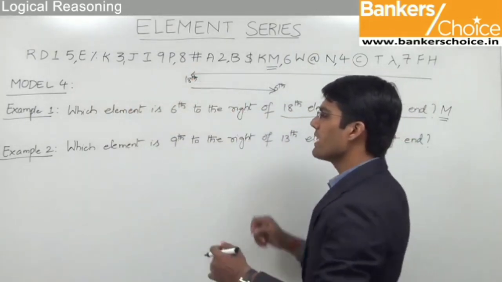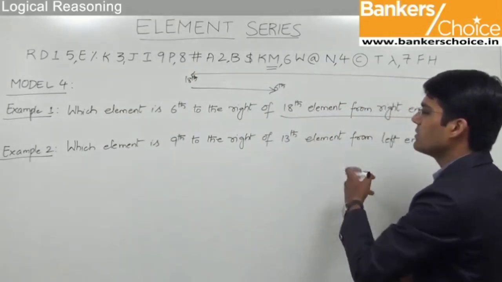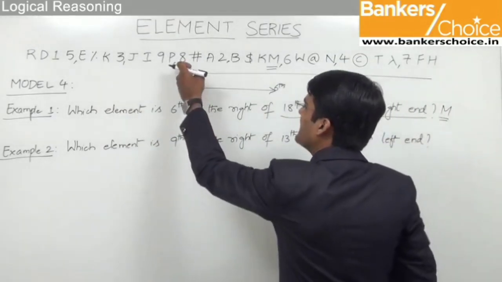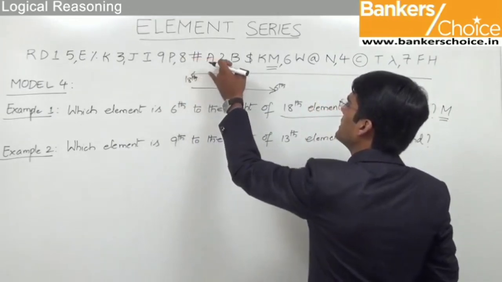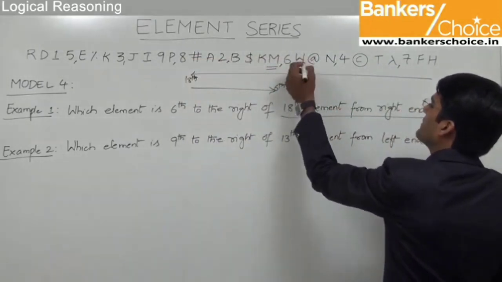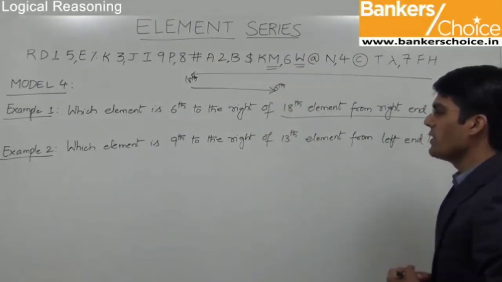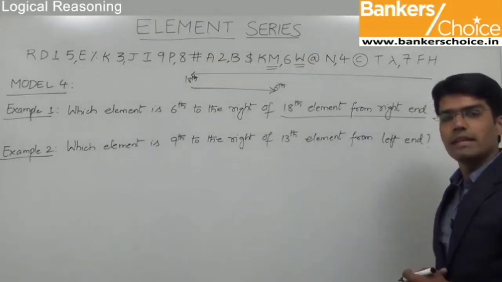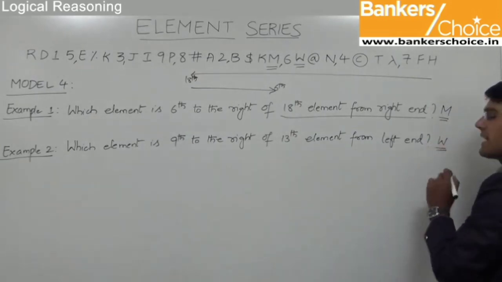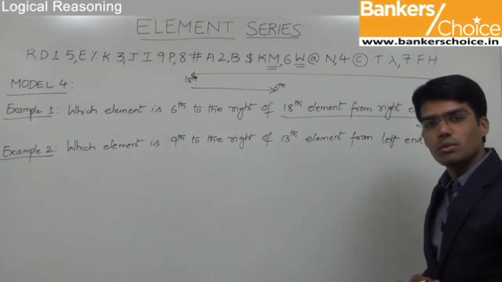So now the question becomes, which element is 9th to the right of 8? So the 9th element to the right of 8 would be 1, 2, 3, plus 4 is 7, 8 and 9. So we can say that W is going to be the 9th element to the right of 13th element from the left end. So the answer for example 2 here is W.